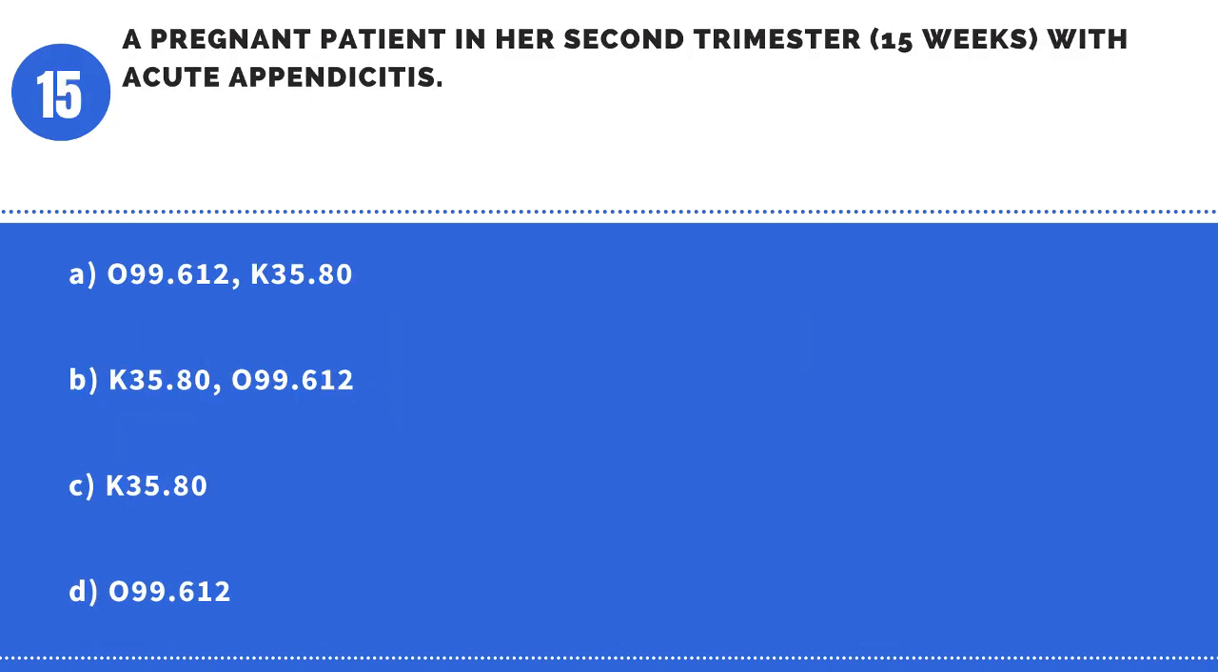Question 15. A pregnant patient in her second trimester, 15 weeks, with acute appendicitis. A. O99.612, K35.80. B. K35.80, O99.612. C. K35.80. D. O99.612.